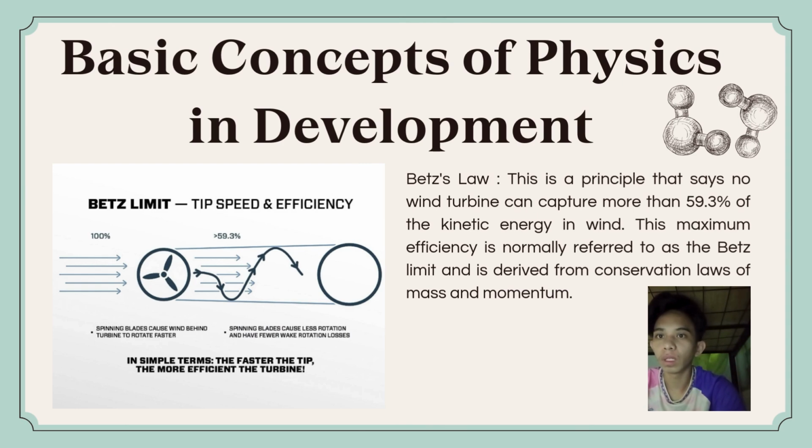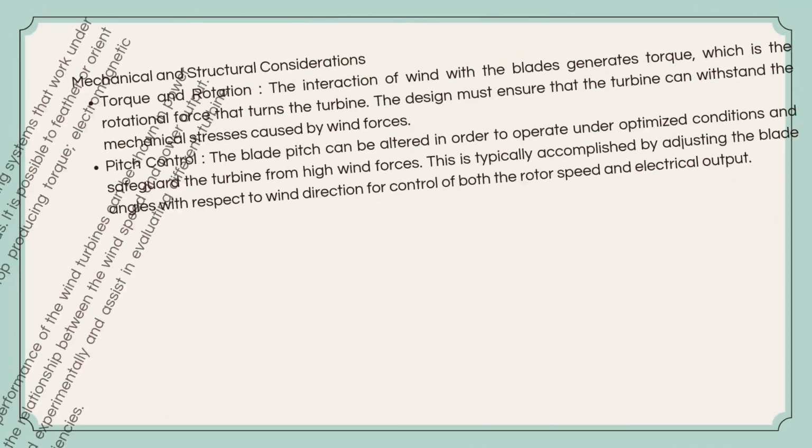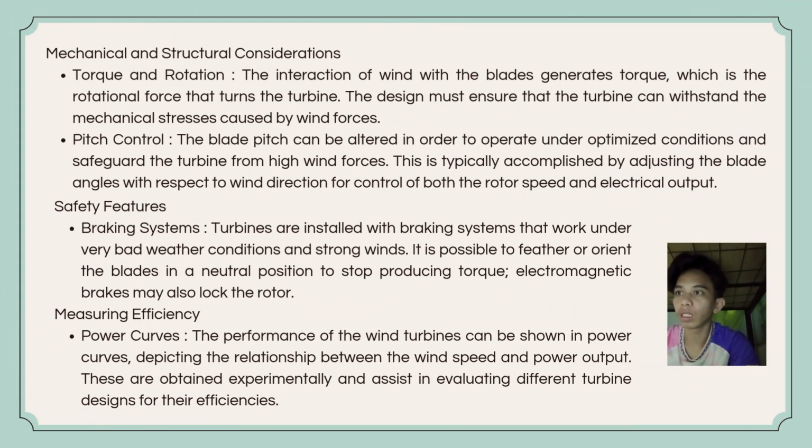This is a principle that says no wind turbine can capture more than 59.3% of the kinetic energy in wind. The maximum efficiency is normally referred to as Betz's limit and is derived from the conservation laws of mass and momentum. So in simple terms, the faster the tip, the more efficient the turbine. We move to the next slide.